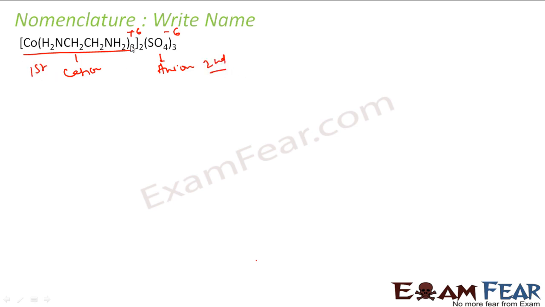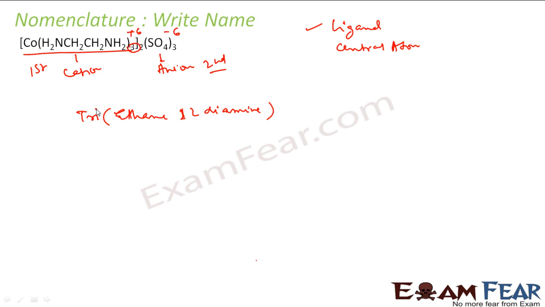So let's write the name of this. In the complex, the first priority is given to ligands and then the central atom. So let's write the ligand. Fortunately, there is only one ligand here, that is ethane-1,2-diamine. This is the only ligand here. Since it's a little complex ligand, I'll write it in brackets. Now there are 3 of these, so I'll write tris here. This is neutral, so I'm done with the ligands.